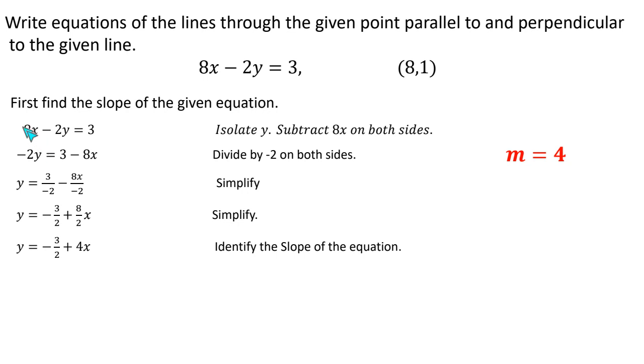So I'm going to subtract 8x on both sides, divide by -2. So -2 divided by -2 is positive y. 3 divided by -2 is -3 halves. And -8 divided by -2 is going to be a positive 4x. So from this equation, all we care about is the slope. So our slope here is going to be 4. I'm going to go ahead and leave it over here in red.